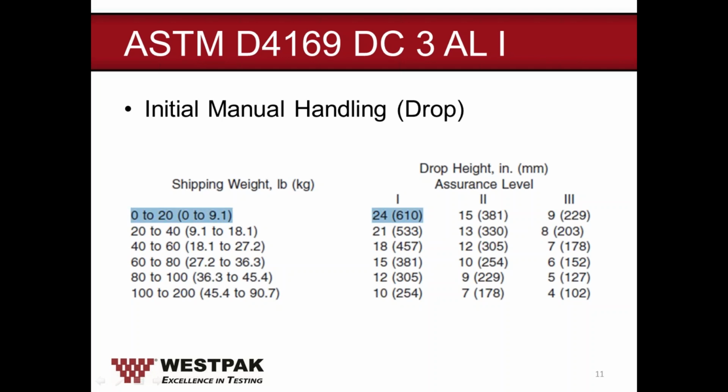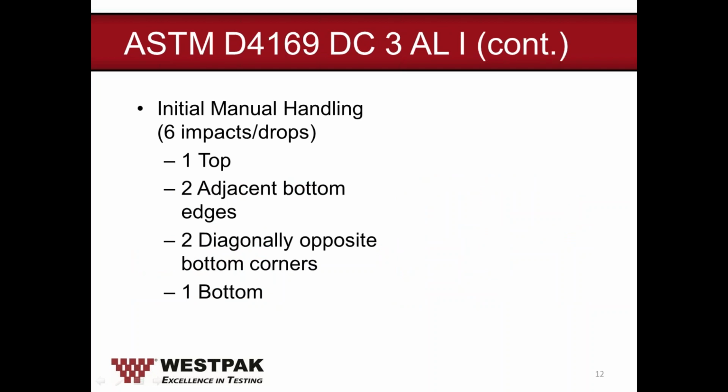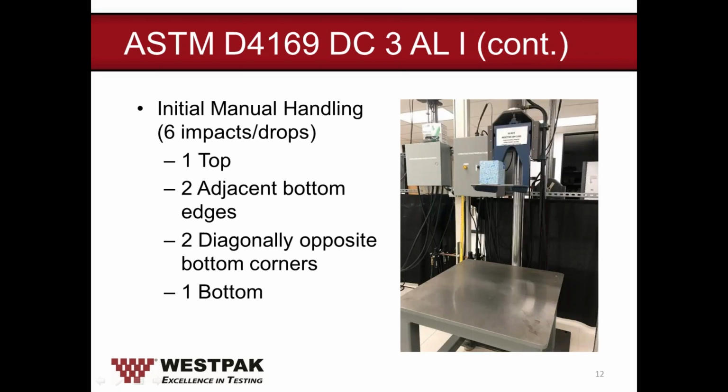So let's start with initial manual handling. The box itself weighs 10 pounds, which is less than 20 pounds at assurance level 1. The required drop height is 24 inches. Listed on the left are the 6 impacts, or drops. It starts off with 1 top drop, 2 drops on adjacent bottom edges, 2 drops on diagonally opposite bottom corners, and 1 bottom drop. As you can see in the photo on the right, a tissue box is laid on its base in the drop tester for drop testing.